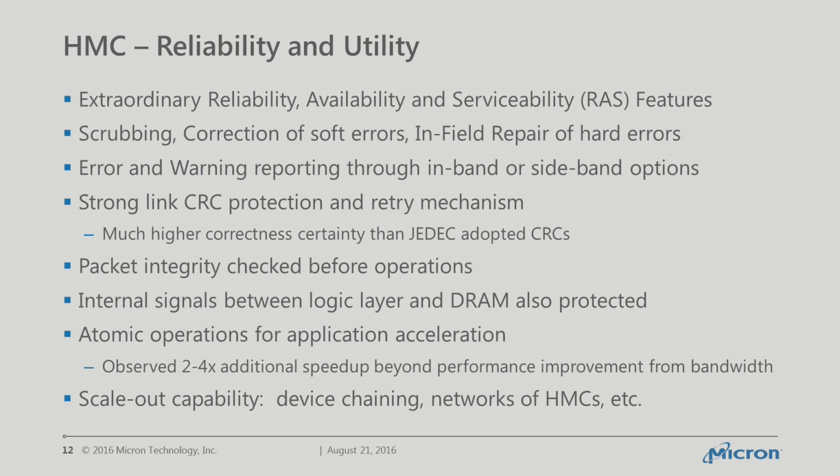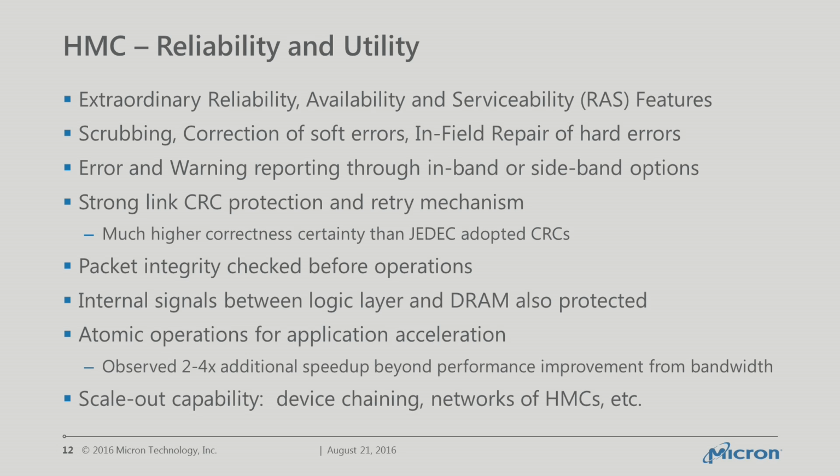And so we have phenomenally strong link protection on here and also a better quality of signal in the first place. So a lower bit error rate and then much higher detection on that as well. And so you can see some of the other ones. Internally, we protect everything between the layers. And then the atomic operations, I really love. On the Gen 2, we enabled that for production. And we have clever people making use of that, and they're getting 2 to 4x additional speed up on top of just getting the improved bandwidth and whatever the latency figures are.